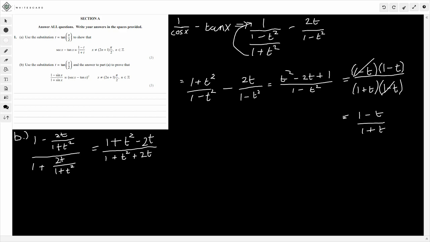So we're getting there now. We're actually closer than we need to be already. So now we need to factorise both of these. Notice 1 plus t squared minus 2t is this expression here, so that is going to clearly be (1 minus t) squared.